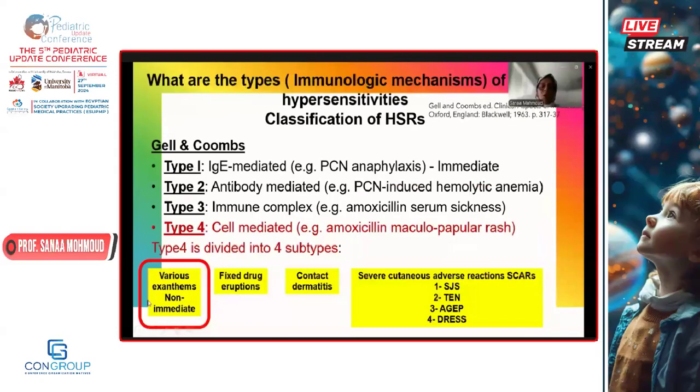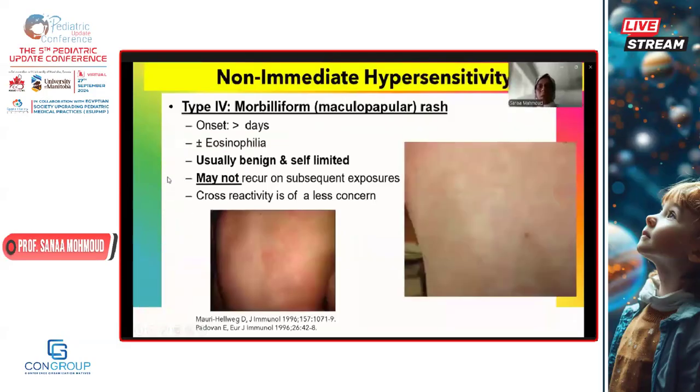Type 4, the most common reaction of type 4 is the various morbilliform or maculopapular rashes, and those are non-immediate. Most of the kids, when we prescribe antibiotics for otitis media or pneumonias, will sometimes have reactions on the 3rd or 4th day. Those are what we call type 4 mild non-immediate reactions. They might or might not have eosinophilia, and they are benign and self-limited. They are not associated with anything else, and usually they will not recur. That's why we say that they outgrew the allergies.